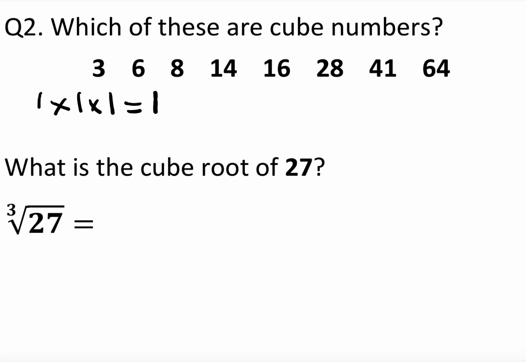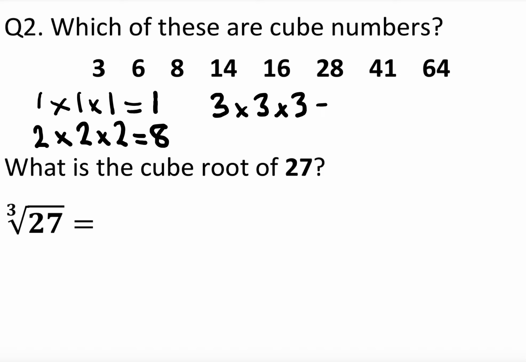What about 2? If we go 2 times 2 times 2, what does that equal? Well, 2 times 2 is 4. 4 times 2 is 8. Right, let's do number 3. 3 times 3 times 3, what does that equal? Well, 3 times 3 is 9. And if you times 9 by 3, you get 27.